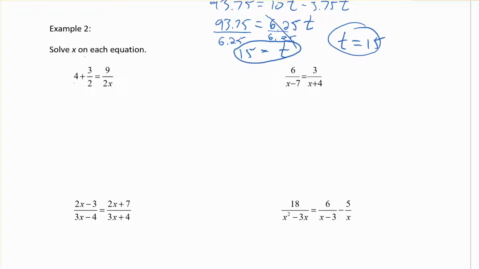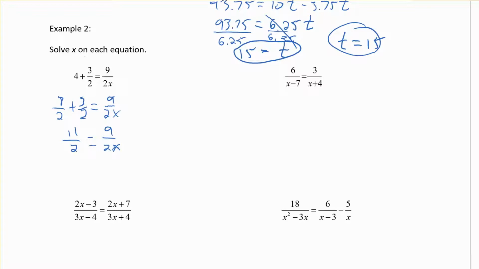So I'm just going to rewrite this. This would look like 8 over 2 plus 3 over 2 is equal to 9 over 2x. So if I combine these, this ends up being 11 over 2 is equal to 9 over 2x. All right, so that'll be a little bit easier to deal with.